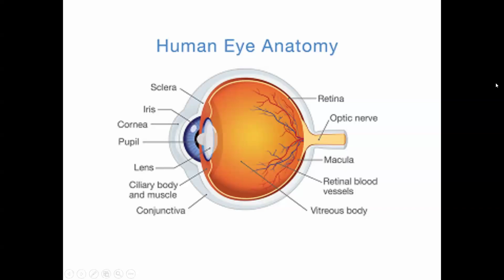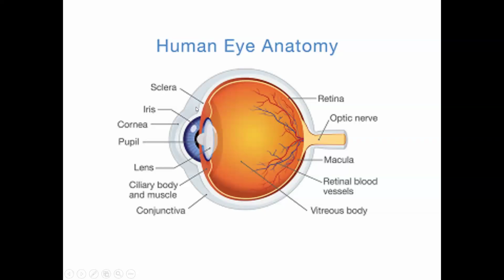So when we look at the human eye anatomy, it has various parts. The first one is the vitreous chamber. This represents the inner volume of the eyeball, and it maintains the proper pressure within the eye. Next, we have the sclera.